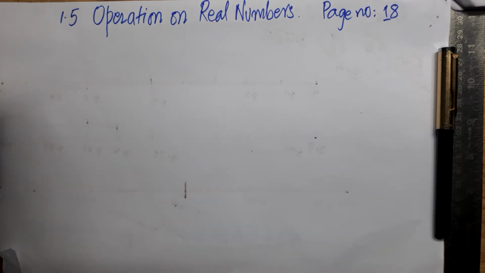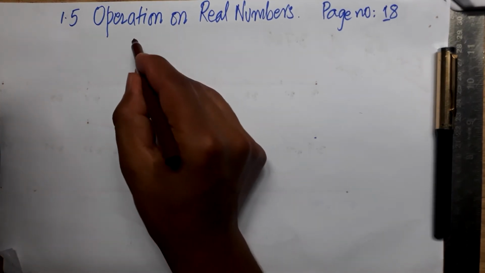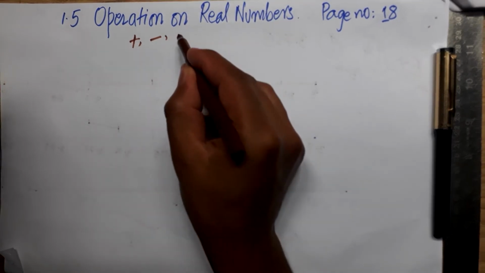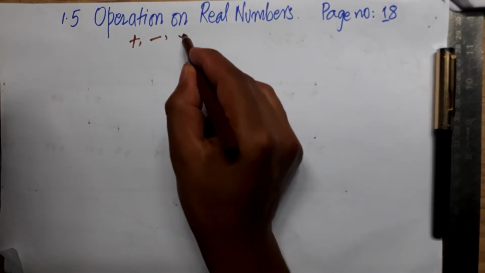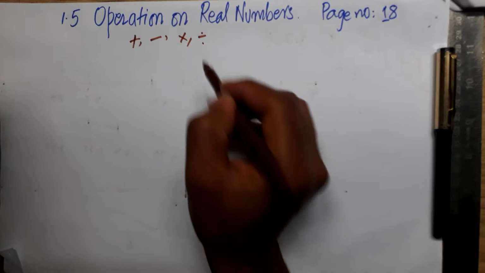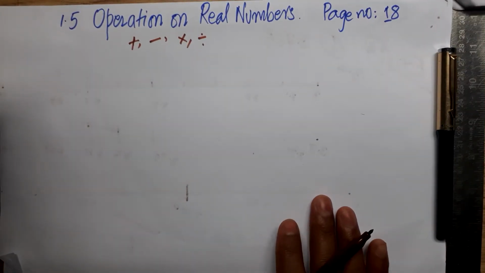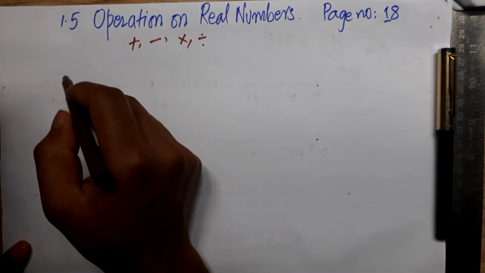Till now we have seen what a real number is, now we will see operations on real numbers. The meaning of operation is the method by which actions are done. On real numbers, how do we do some action? We do it by addition, subtraction, division and multiplication.